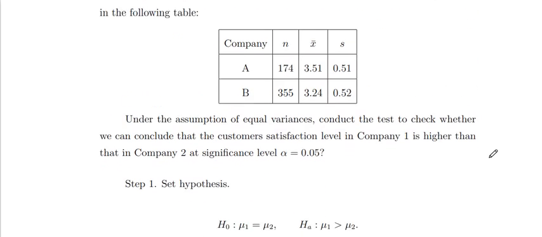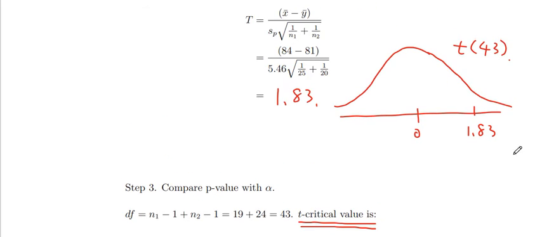Okay, so let's check. Do I have the table? Oh, I do not have the table. Okay, but anyway, let's check this critical value. From the t table, if we cannot find the degree of freedom 43, we just use the close one, right? Degree of freedom as 40.